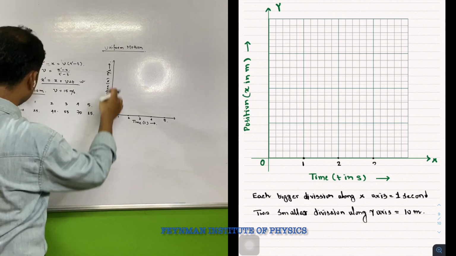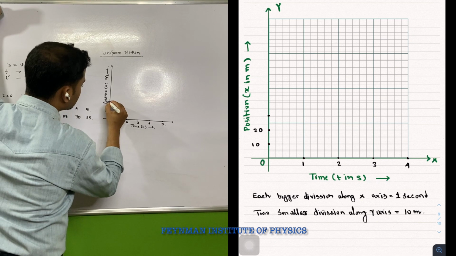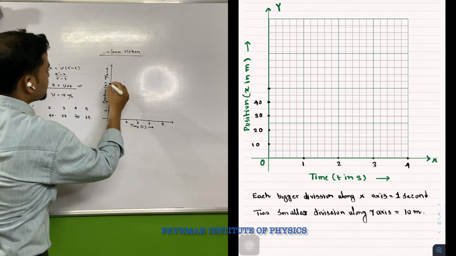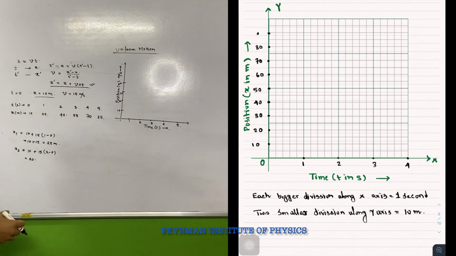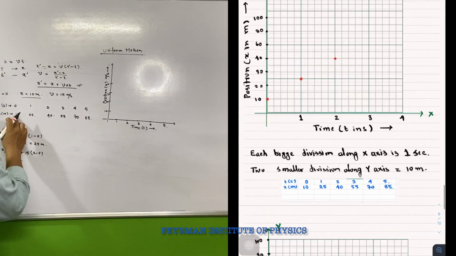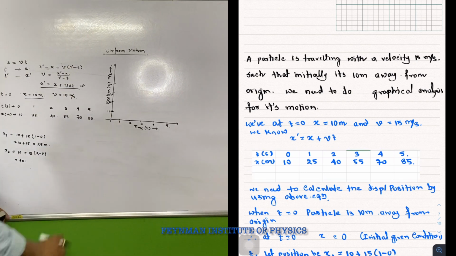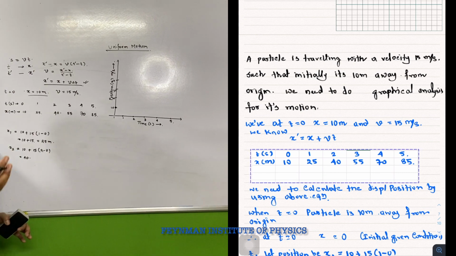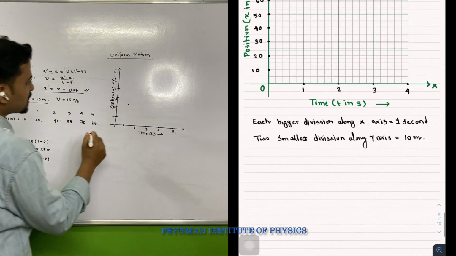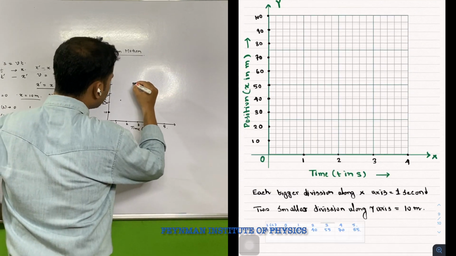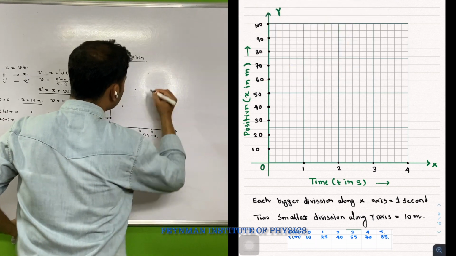And suppose this is your position axis: 10, 20, 30, 40, 50, increasing along this direction. We can find from the table that at 0 second the particle is situated 10 meter away from the origin, so we mark this point. At 1 second the particle is 25 meter away from the origin, so it is at this point. At 2 seconds the particle is 40 meter away, so it will be here. At 3 seconds the particle is at 55, so it will be here.